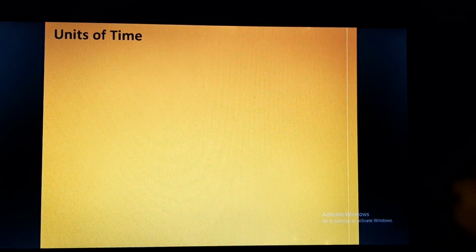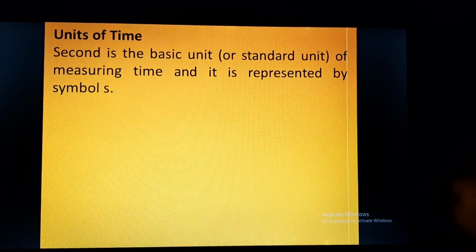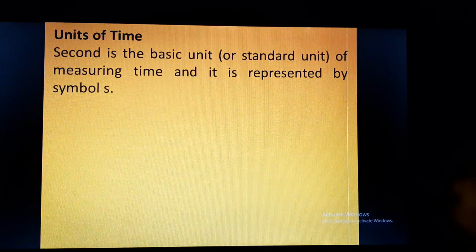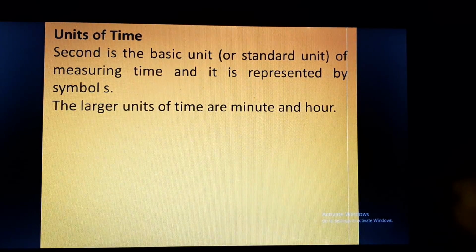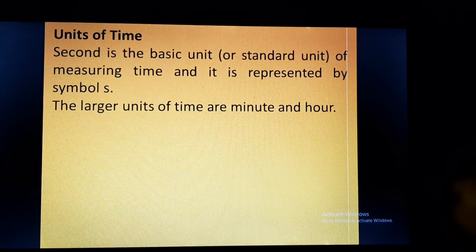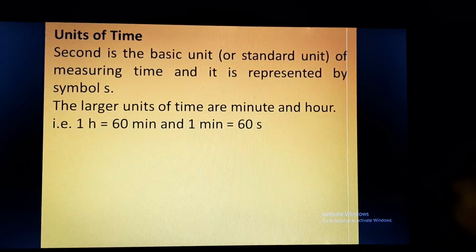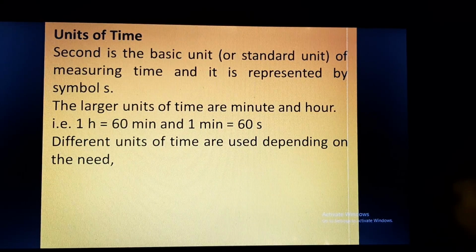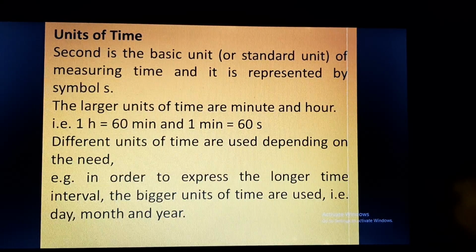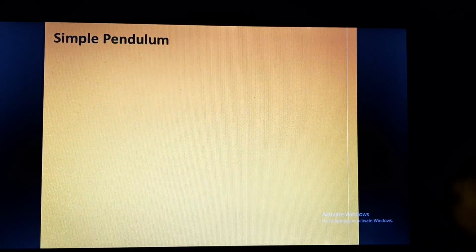Now, units of time. As we have discussed, the second is the basic or standard or SI unit of time, and it is represented by the symbol s. When a larger period of time is to be measured, we use minutes and hours. One hour is 60 minutes, and one minute is 60 seconds. Different units of time are used depending upon the need. For example, it can be year, day, month, etc.